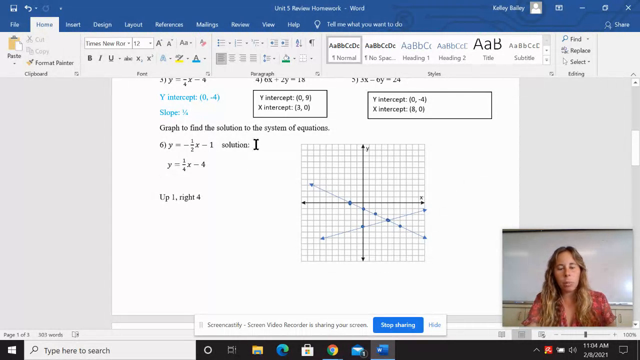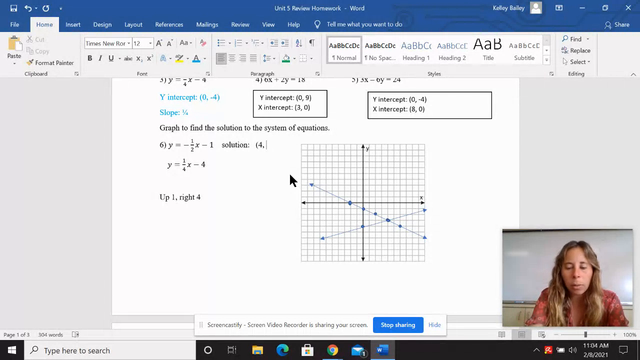So I graphed both my lines. My solution is where they intersect. They intersect at 1, 2, 3, 4. X is 4. Y is, is that -3? 1, 2, 3, -3. Okay. So that is how you do number 6.